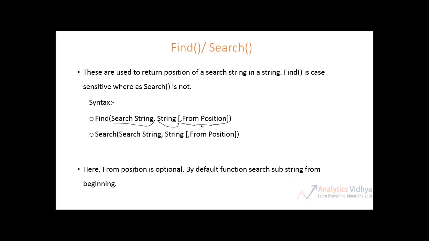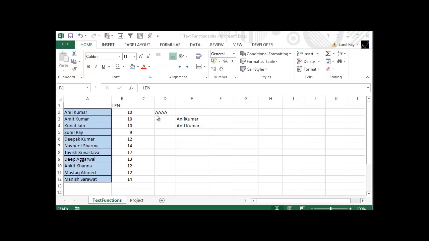In case we don't enter any value in the third argument, the Excel will take it as 1 by default. Hence, it is an optional argument. Let's understand it practically by working on an Excel. Let's move to Excel now. Here is the Excel sheet. Let's first delete the existing content.